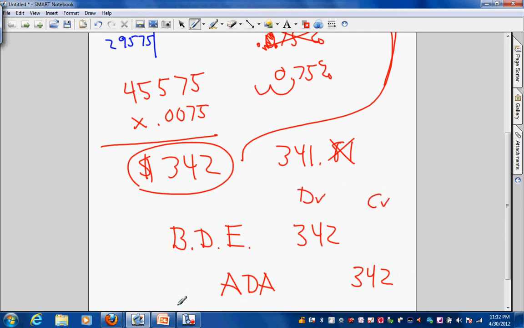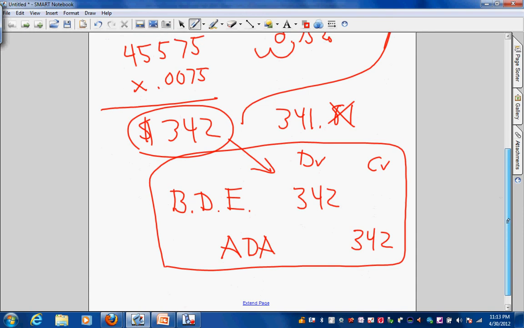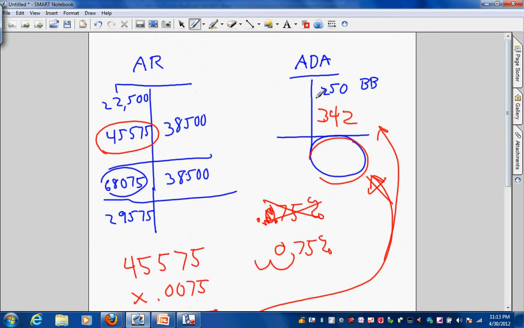Okay, this is the income statement method or the percent of sales method, and when you do the multiplication, this number goes straight into the journal entry. No subtraction needed. In fact, if the problem doesn't give you the beginning balance of ADA up here, you probably don't even need to figure it.